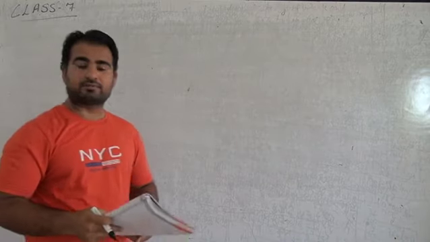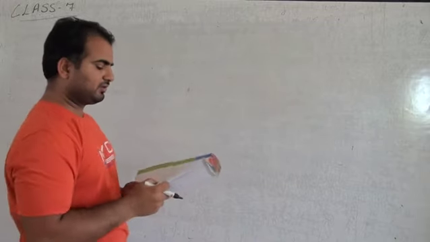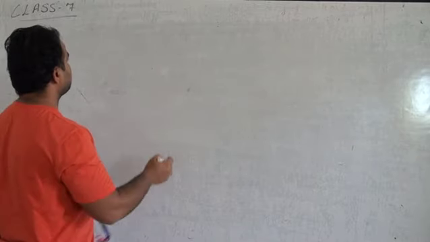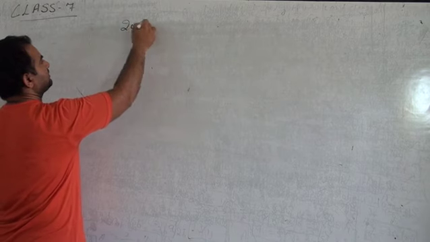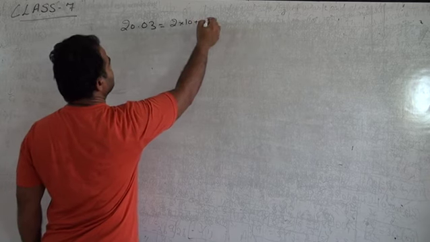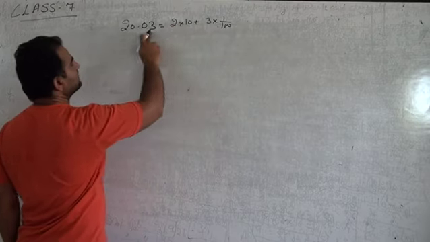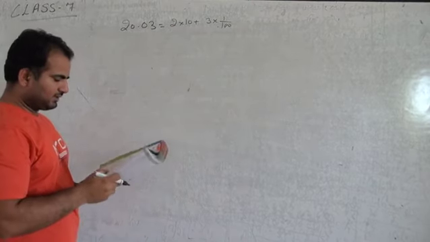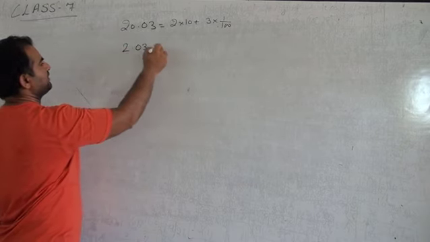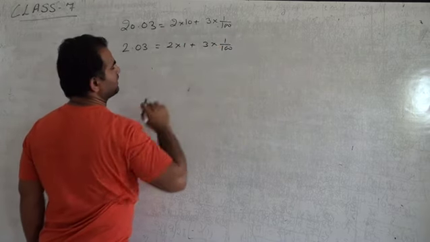Question number 5. Write the following decimal number in the expanded form. What you have to do is expand it. So the question is 20.03. We can write it like 2 into 10 plus 3 into 1 upon 100, because it is at the place of 100th. Next is 2.03. It will be 2 into 1 plus 3 into 1 upon 100.